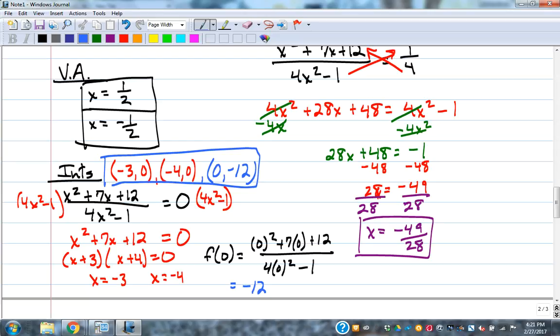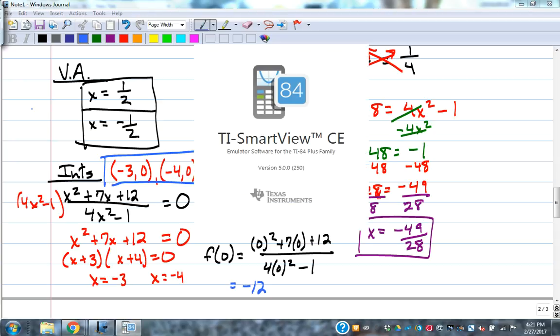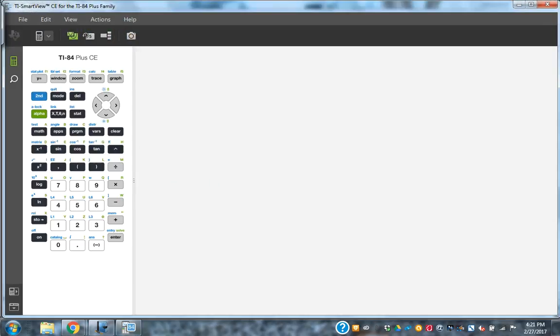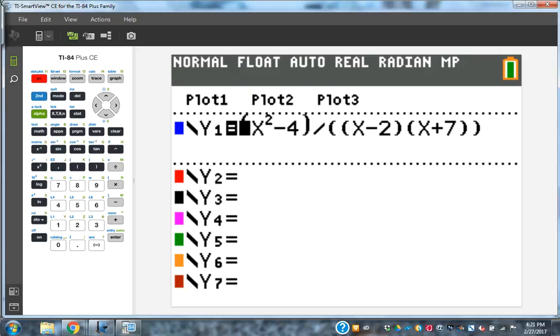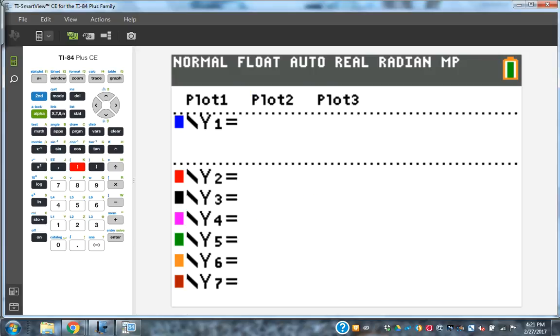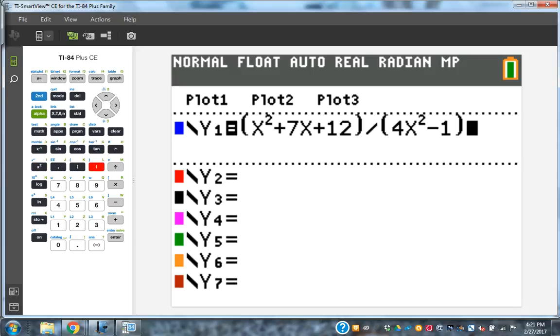Now let's look at this on a graph to relate all of this stuff back to something that makes sense. So if I graph that original problem, and I'm going back to the original when I go to look at the graph. So I've got parentheses x squared plus 7x plus 12, close the parentheses, divided by, and then another set of parentheses, 4x squared minus 1. Hit graph.